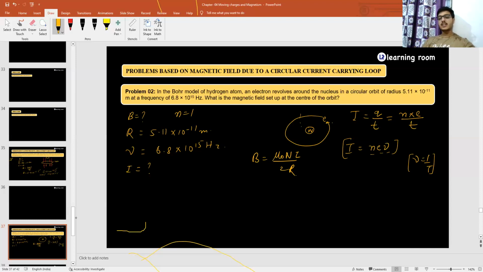What is N in my case? It is just one electron. Charge on electron, we know. Frequency we are given. Find the current from here, substitute it here, get the value of magnetic field. Do it fast.